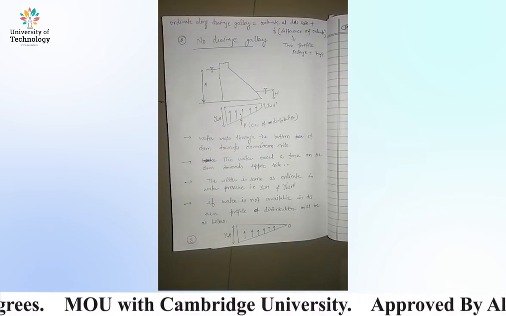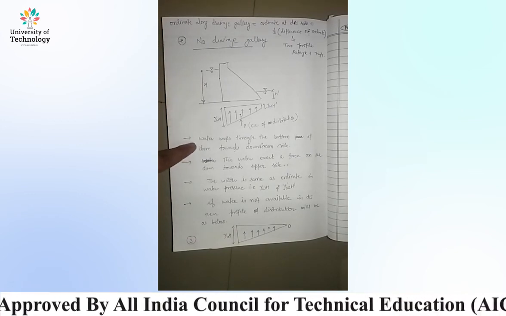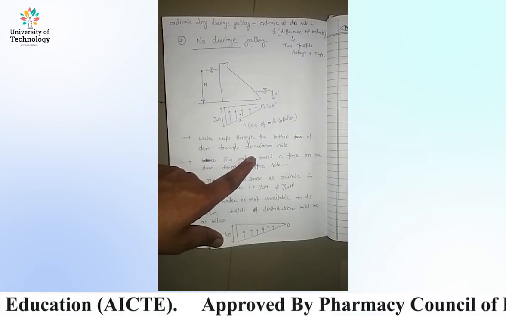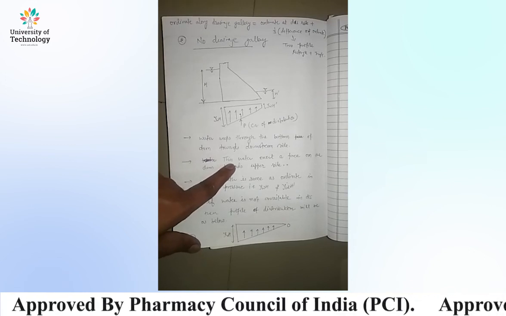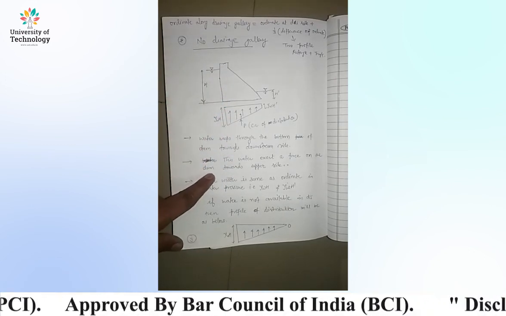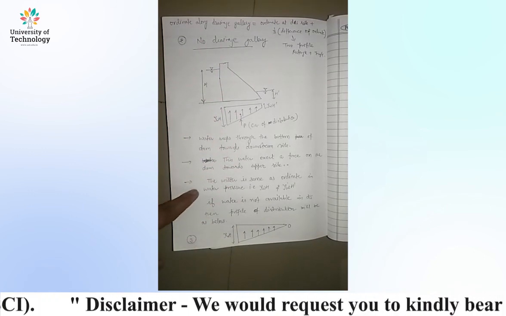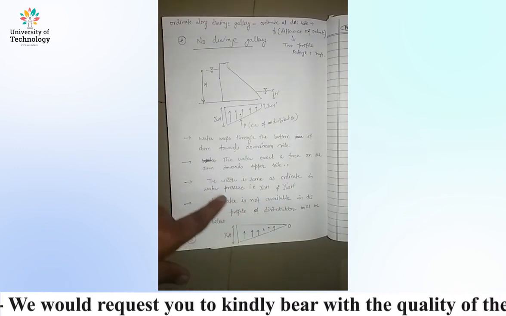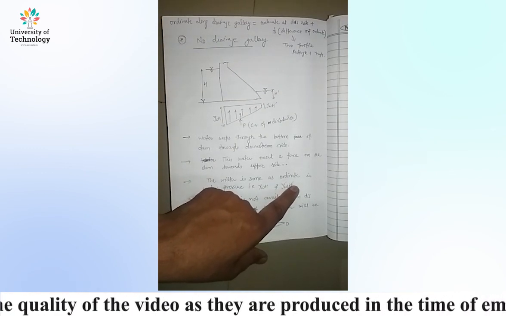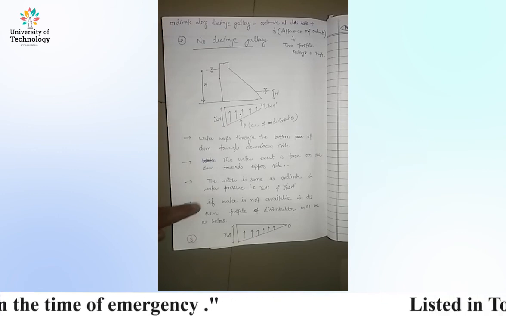There are some important points about the no drainage gallery case. Number one, water seeps through the bottom of the dam towards the downstream side. Second, this water exerts a force on the dam towards the upper side, as we already discussed. Next, the width is the same as the ordinate in water pressure, that is gamma W H and gamma W H dash. This case we have also discussed.